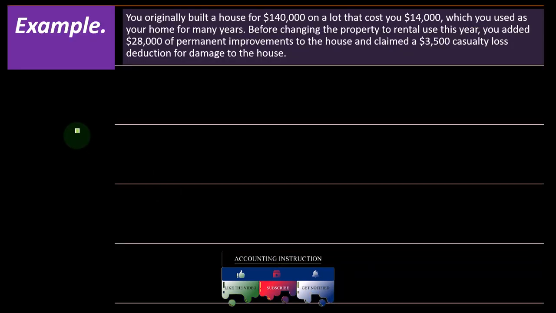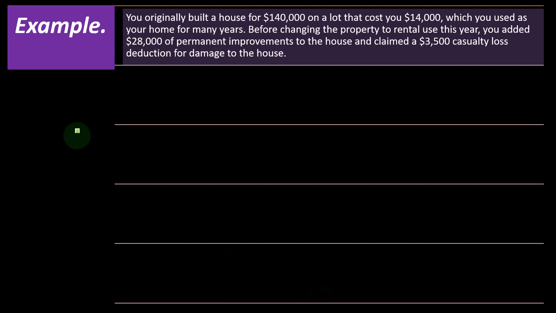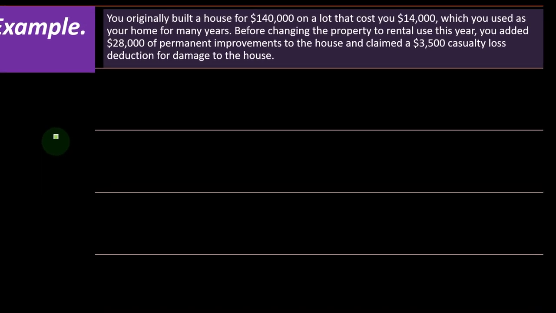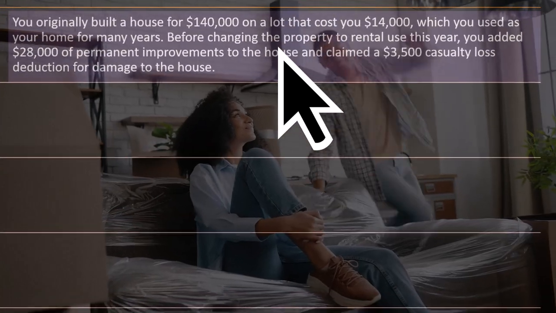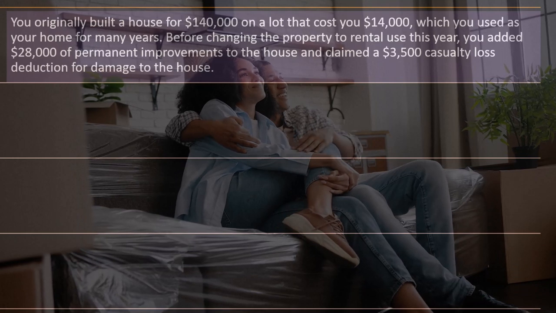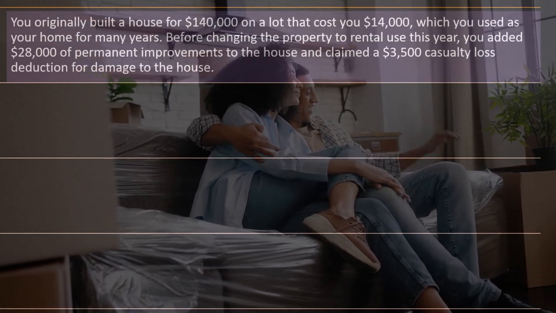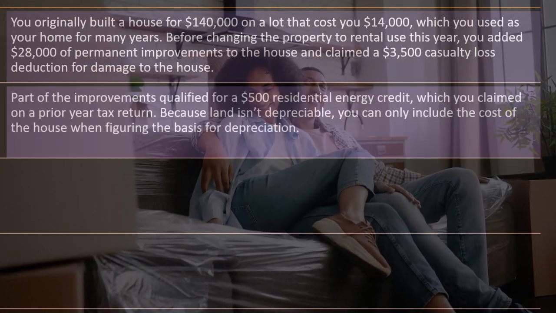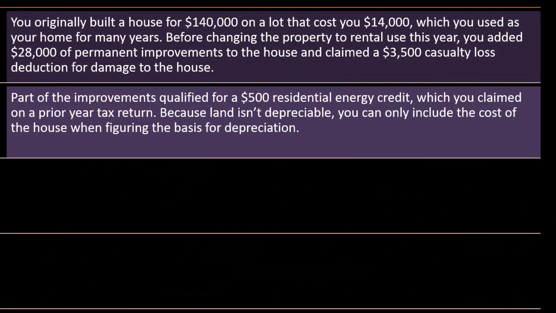Example, you originally built a house for $140,000 on a lot that cost $14,000, which you used as your home for many years. Before changing the property to rental use this year, you added $28,000 of permanent improvements to the house and claimed a $3,500 casualty loss deduction for the damage to the house. So part of the improvements qualifies for a $500 residential energy credit, which you claimed on a prior year tax return.